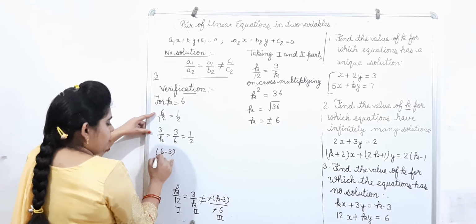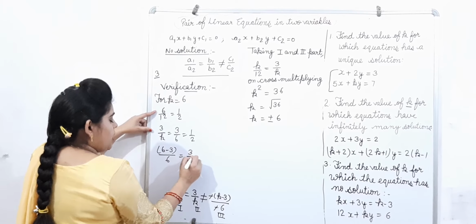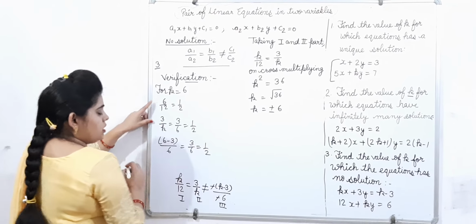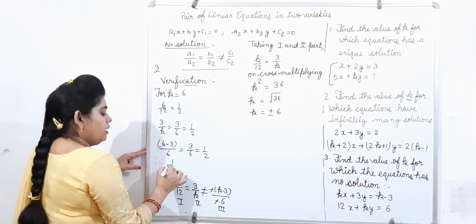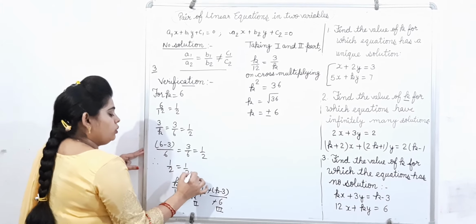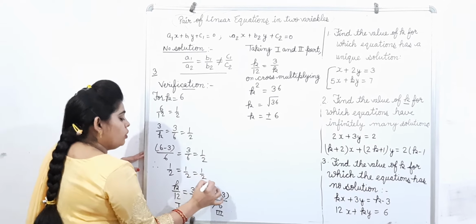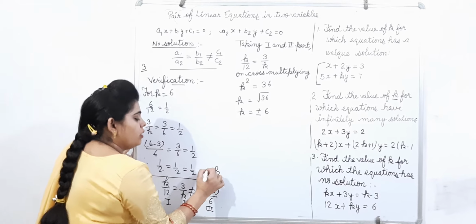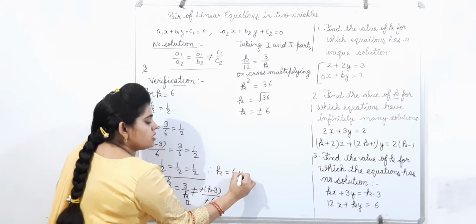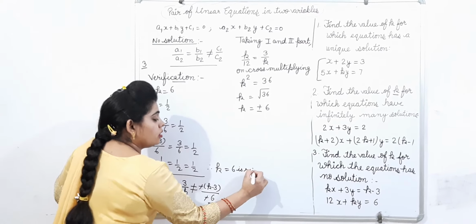6 minus 3 divided by 6, that is 3 by 6, so 1 by 2 value is there. So 1 by 2 is equal to 1 by 2 is equal to 1 by 2. And this is the condition for infinitely many solutions. So k is equal to 6 is rejected.